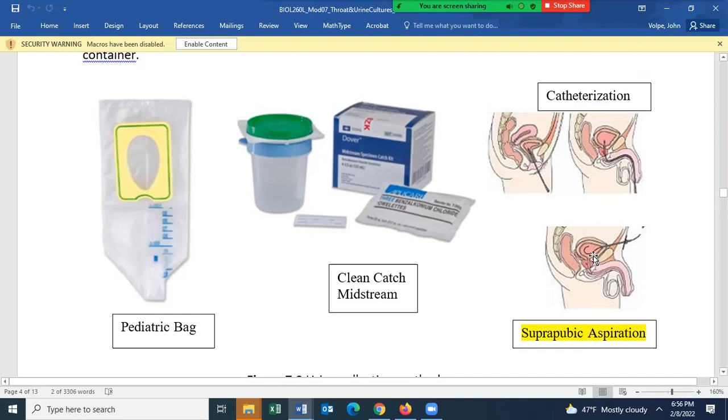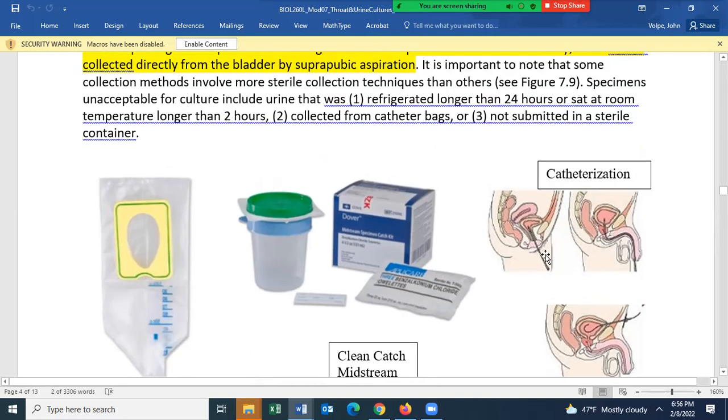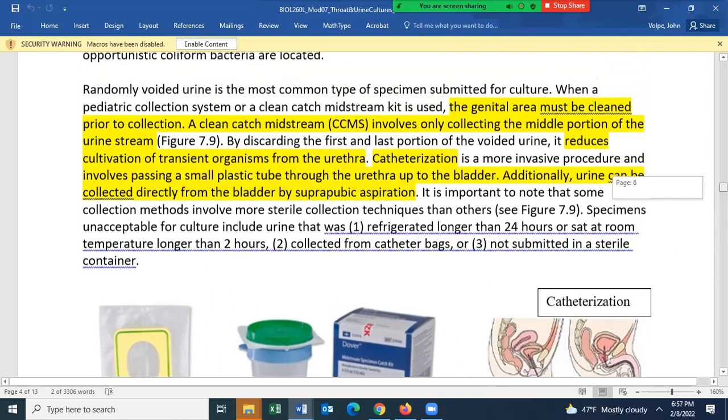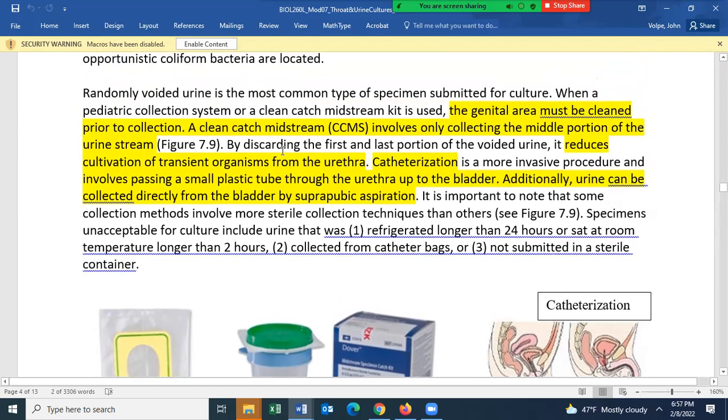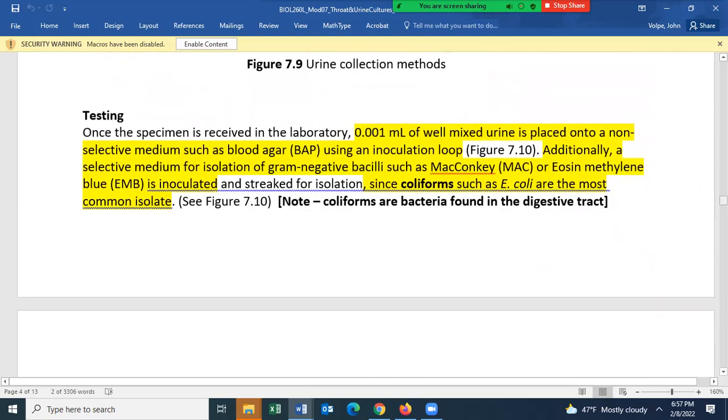However, patients are not particularly happy about the suprapubic aspiration because they have to get a shot, and they're not particularly happy with the catheter because, well, you have to take the catheter up the urethra. So usually what we do is the clean catch midstream. And then we have to just realize that not all of the bacteria that grow may have actually been in the bladder. Some of it came from the urethra.